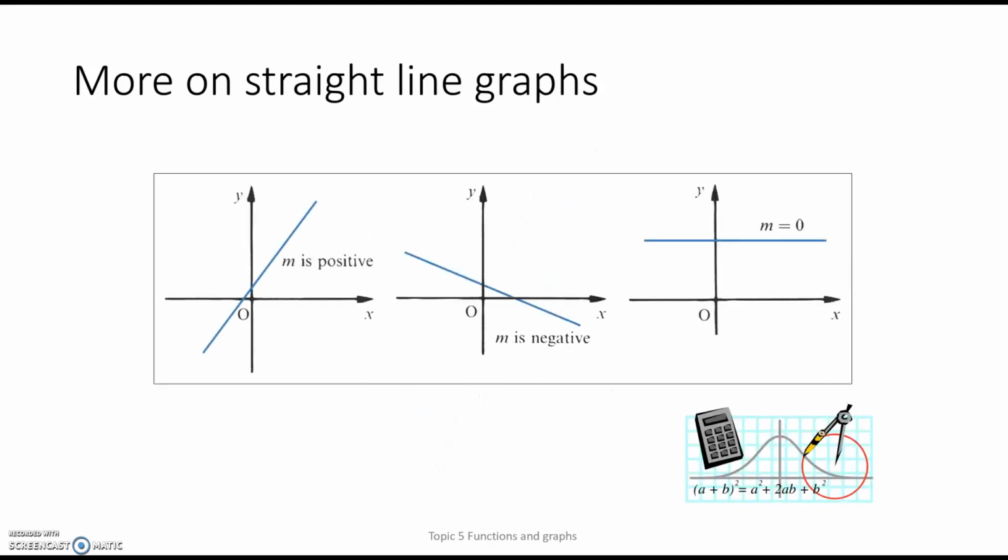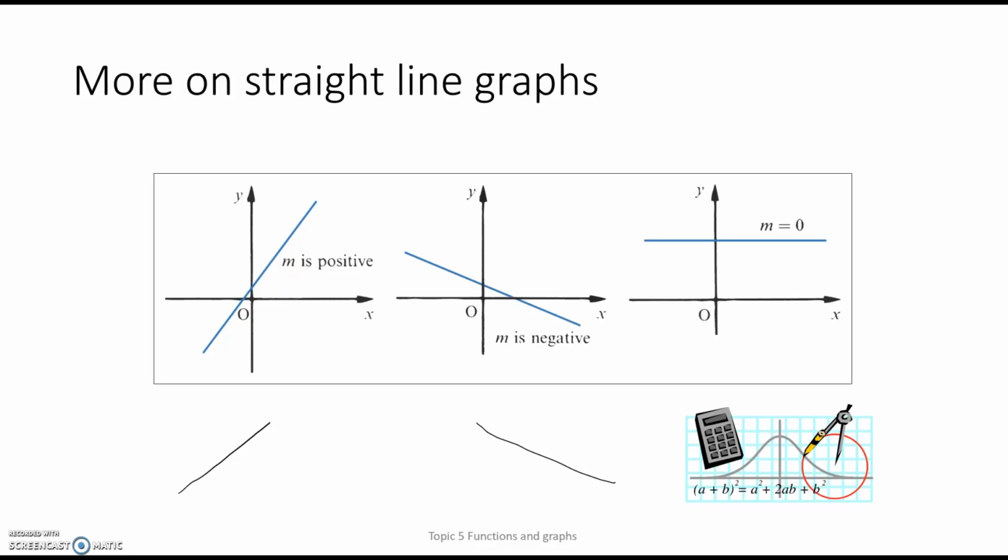If we have a slope going that way, as in the first diagram, we talk about the slope being positive. If the slope is going that way, we talk about the slope as being negative. And if the line is horizontal, we talk about the slope as being 0.